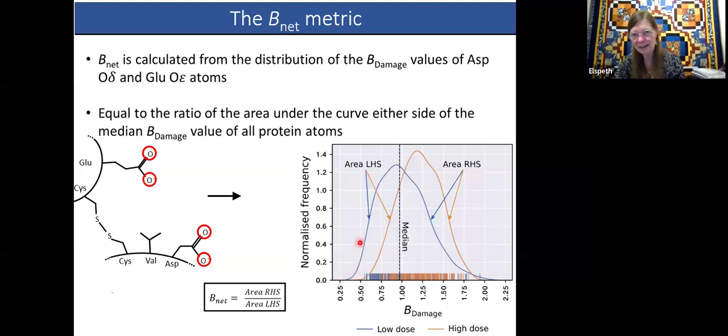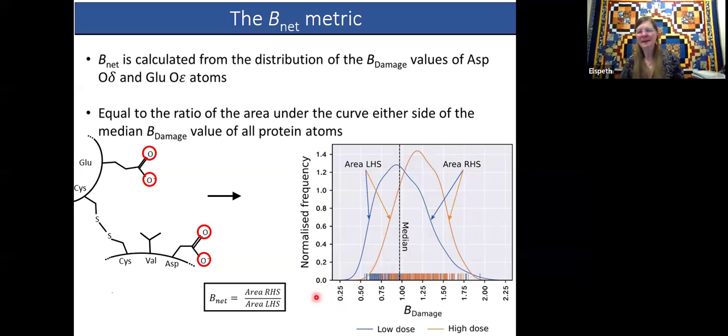So here is a low dose. This is from a series, a radiation damage series. This is a low dose Asp and Glu oxygen plot, and this is a high dose one. And it turned out if we took the median here and then took the area above the median and divided by the area below the median, we got a number that we could rely on.